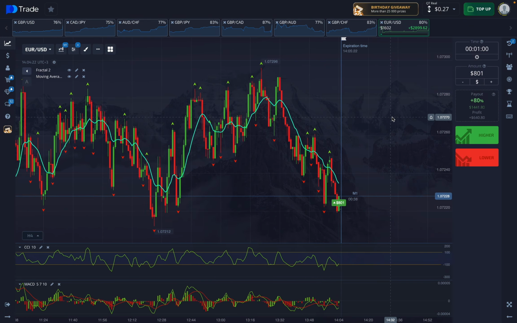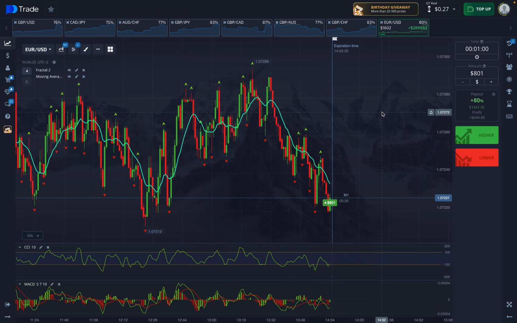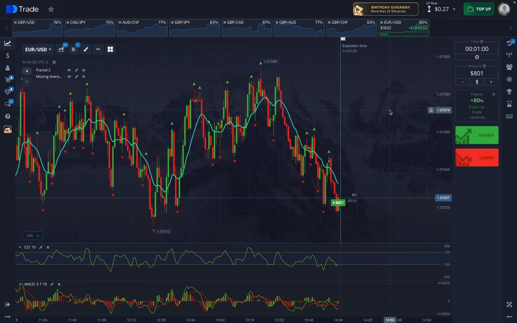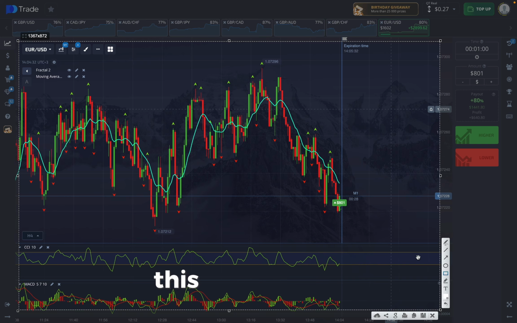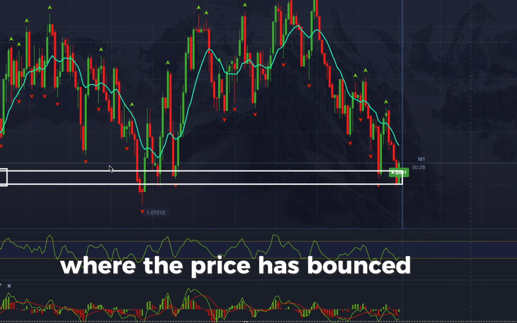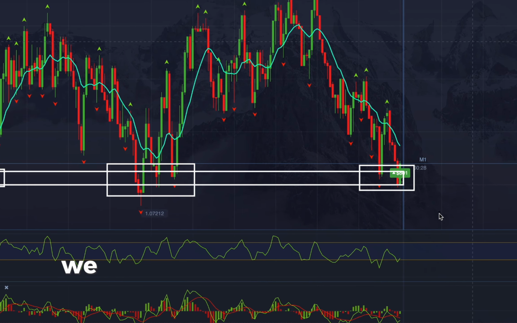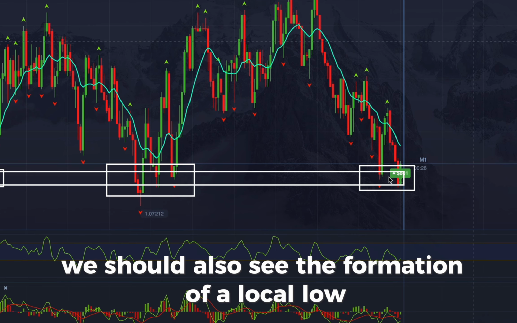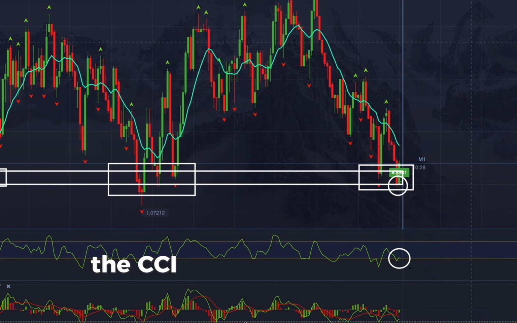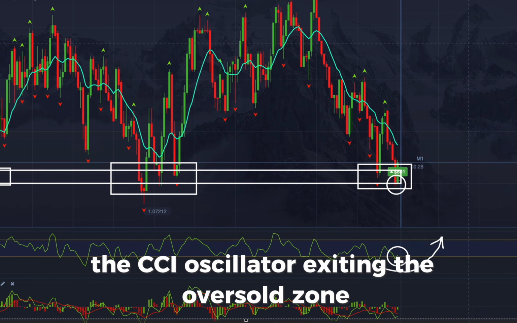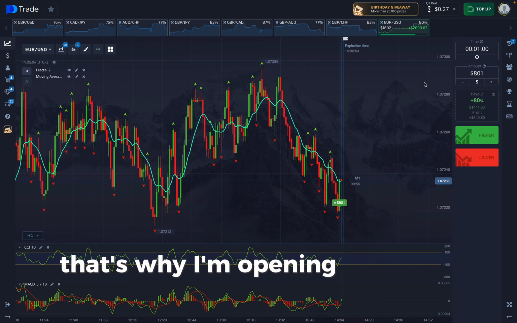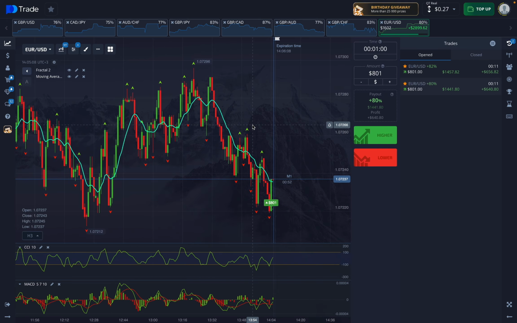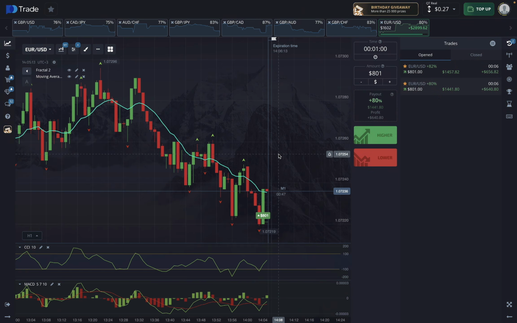Let's try opening 2 buy trades here. This seems like a decent entry point. I believe a small pullback should form here. We're opening against the trend, but as I mentioned earlier, this is a good level where the price has bounced and moved upwards before. We should also see the formation of a local low according to the fractals, the CCI oscillator exiting the oversold zone, and the moving averages on the second oscillator reversing. That's why I'm opening buy trades here. There are about 10 seconds left until completion.